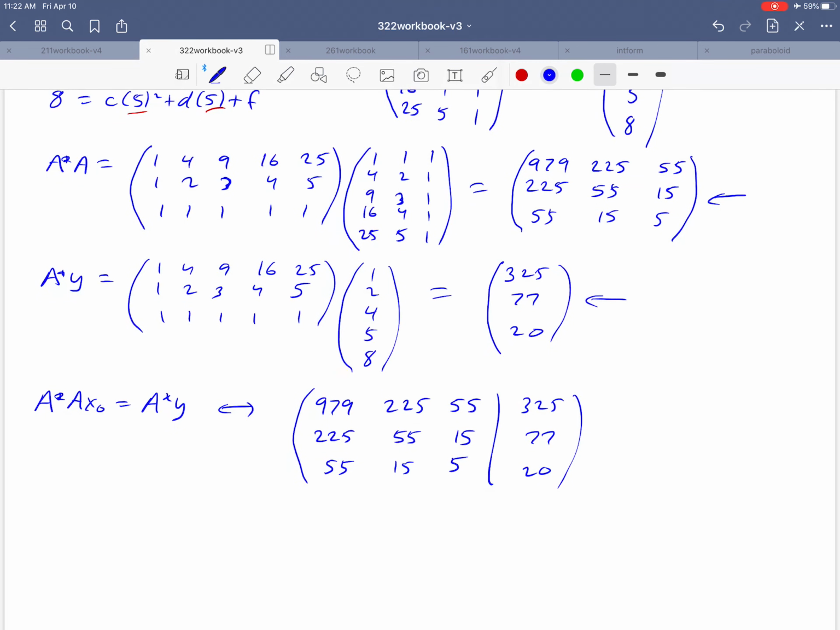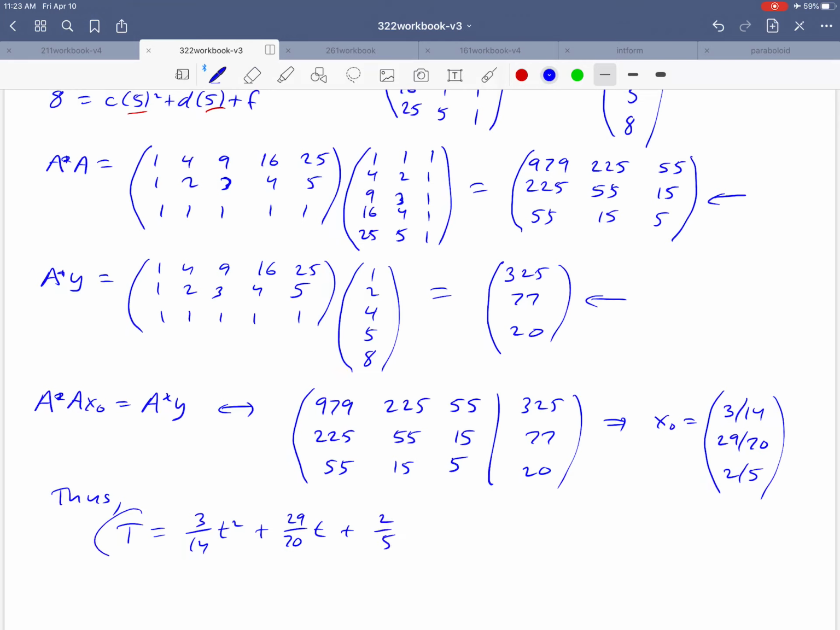That's a problem that you'd probably want to take to a calculator to solve. You could do it by hand. It wouldn't be too horrible, but it would take a little bit of time. And our solution ends up looking like this: 3/14, 29/70, and 2/5. So what we wind up with here is a parabola of best fit that looks like this: y equals 3/14 t squared plus 29/70 t plus 2/5.